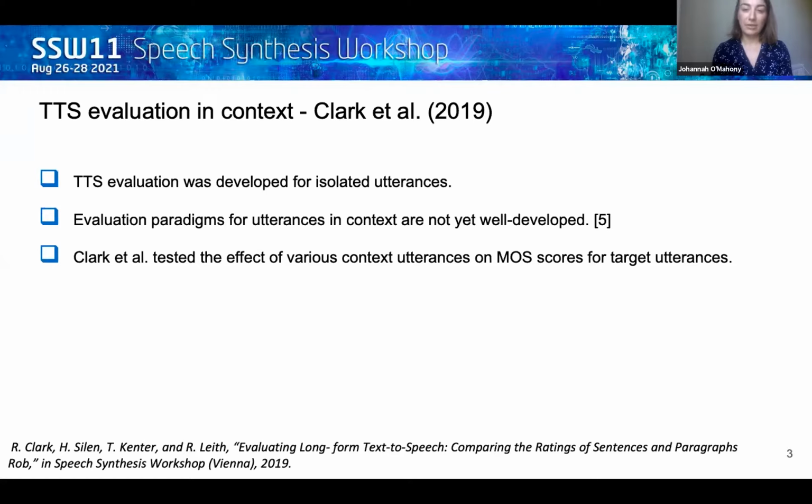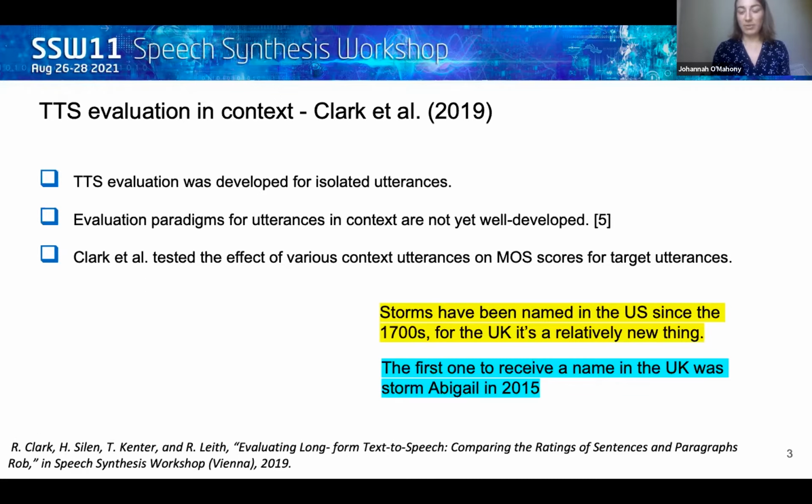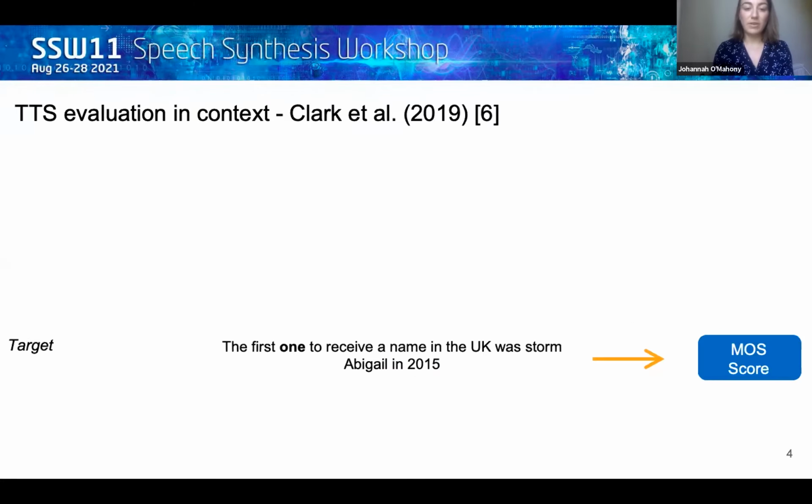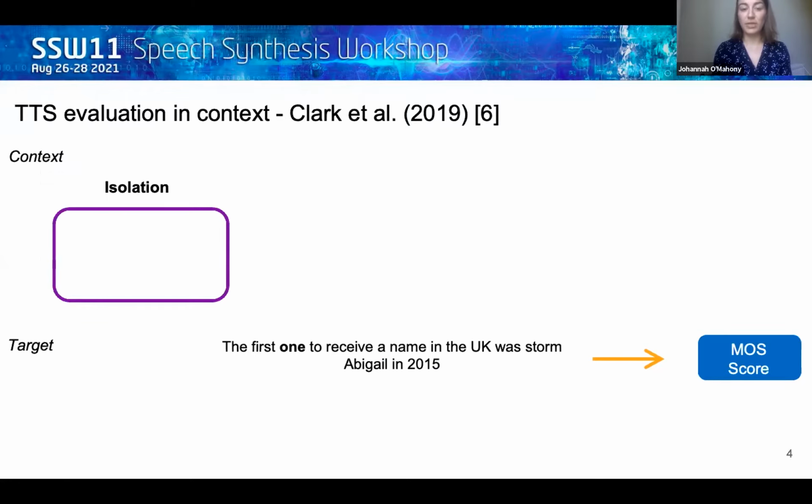What they wanted to look at was the effect of different contexts on the MOS score of a target utterance. So here, for example, we would have 2 sequences of sentences, and we would want to know how the yellow sentence affects the rating of the blue sentence. They presented target utterances to participants, and they wanted to know whether context had an effect. So in one condition, they presented no context, so they wanted to know the MOS score in isolation.